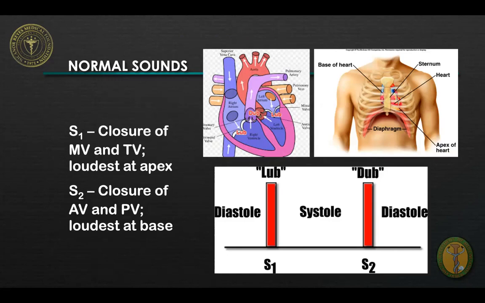For the normal heart sounds, S1 is closure of the mitral valve and tricuspid valve, and it is loudest at the apex. Your S2 is closure of the aortic valve and pulmonic valve, which is loudest at the base. This can be usually heard as lub-dub, lub-dub, lub-dub.